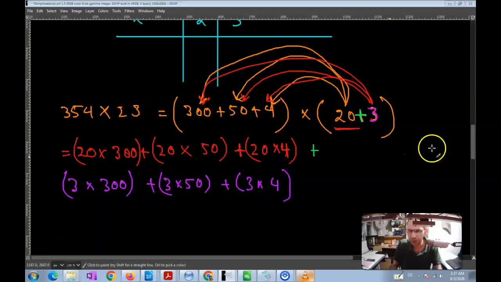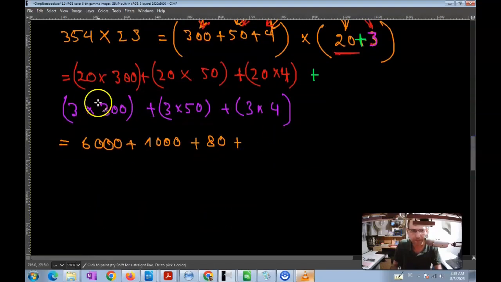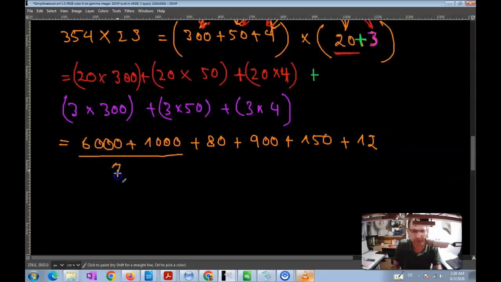Now let's see what this calculation is. 20 times the 300 is 6,000. 20 times 50 is equal to 1,000. 20 times 4 is equal to an 80. And then 3 times the 300 is a 900. 3 times 50 is equal to 150. And 3 times 4 is equal to 12. Now we can add all of these numbers together. 6,000 plus 1,000 is 7,000.